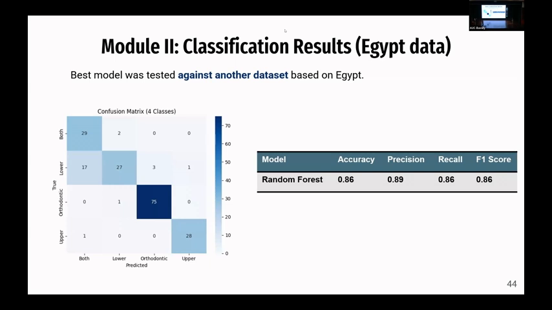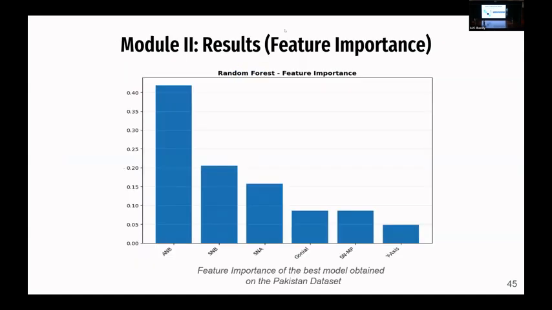And to further validate our whole training process, we used the dataset obtained from Egypt as a test dataset. And we can see our best model was performing really good, 89% precision, 86% recall. And to further validate the whole decision-based tree training, we analyzed the feature importance. And as you can see, the top 3 features that were biasing the whole decision process were the AMB, SMB, and SNA angles, which are validated in clinics by orthodontists to be the top 3 features that are biasing the decision.